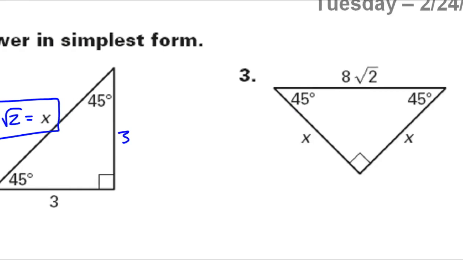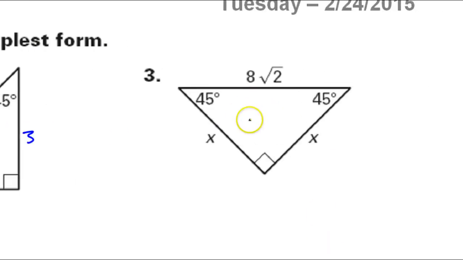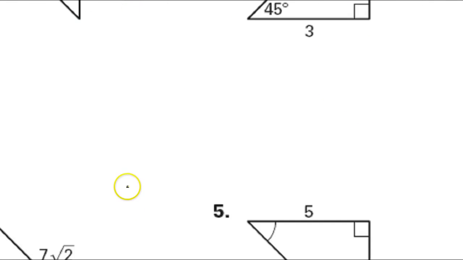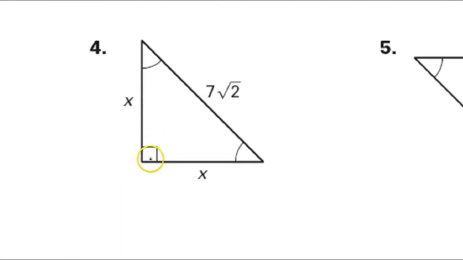Alright, problem number 2. Again, you can probably immediately see that these must be 8 because the legs will be 8, 8, and then 8 radical 2. So x equals 8 in this case. Alright, kind of a no-brainer. They'll get trickier soon, don't worry.